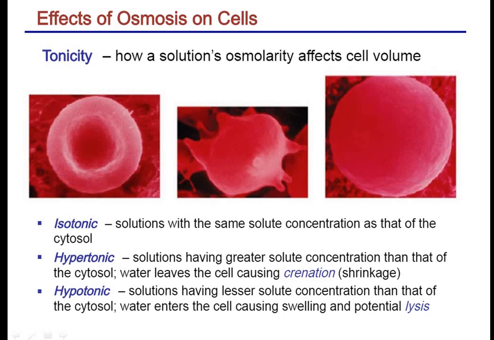in the cell volume. And when we say hypertonic, we mean solutions having greater solute concentration than that of the cytosol. The water leaves the cell and the cell shrinks, as you can see in the middle here, a speculated appearance because of the cell shrinkage. And hypotonic means the solutions having lesser solute concentration than that of the cytosol. In this case, the water will enter the cell and will cause the cell to swell, and there is a chance that the cell will lyse. If too much water enters the cell, it can burst or lyse.